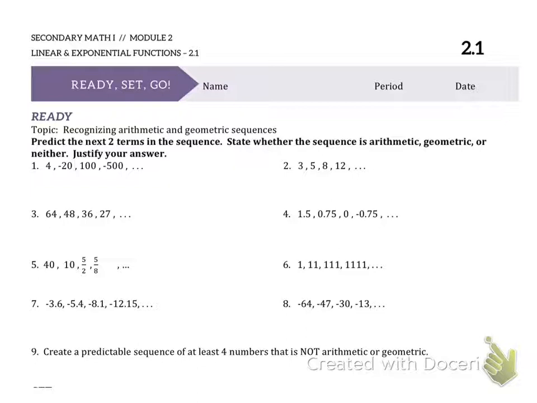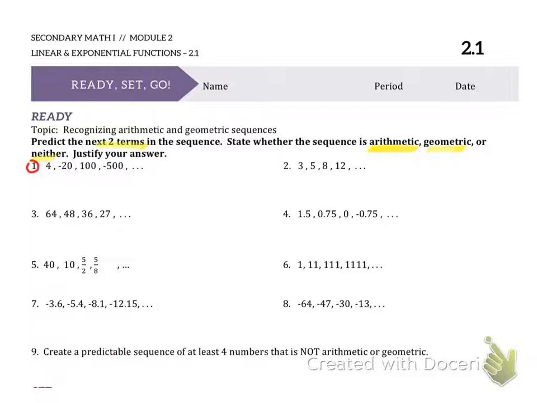So the first question is: predict the next two terms in the sequence, and state whether the sequence is arithmetic, geometric, or neither. So it could be three cases, and you have to find which one it is. What I'm going to do is pick a question of each kind, so I'm going to go with the first question here.